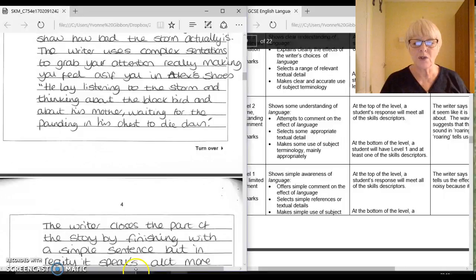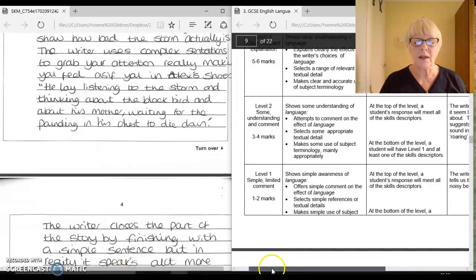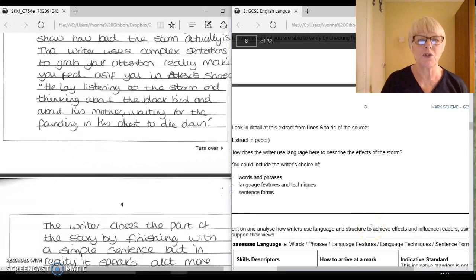So I think because you've not answered the question and really your analysis of the language is simple, it's going to have to be 2 out of the possible 8 marks for this question.